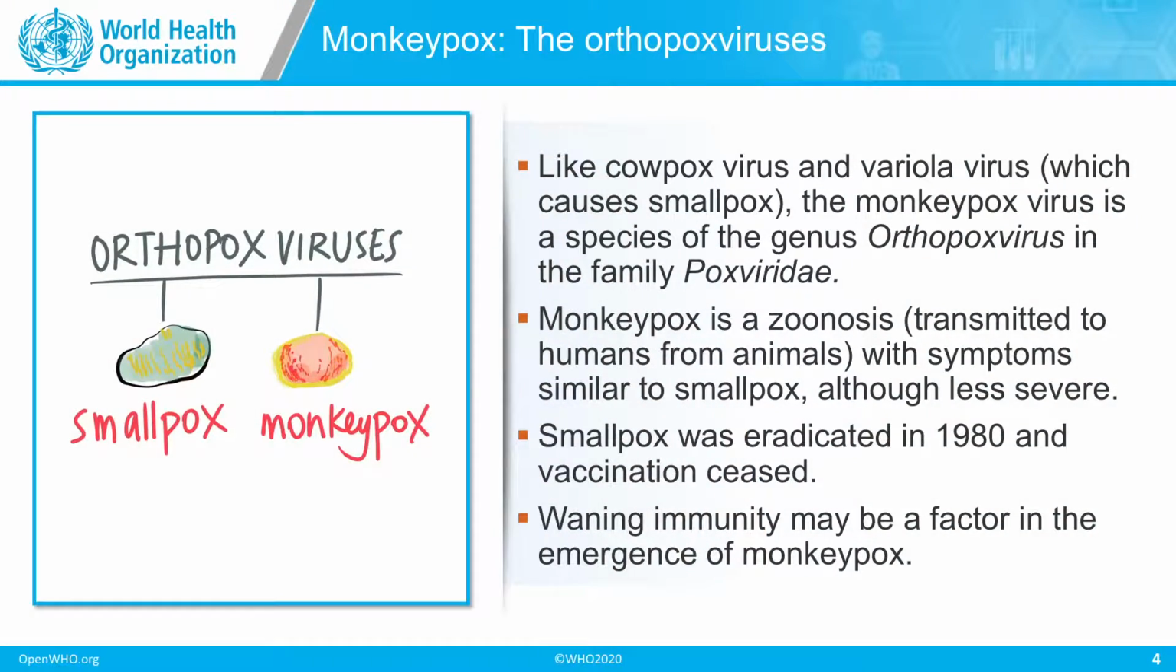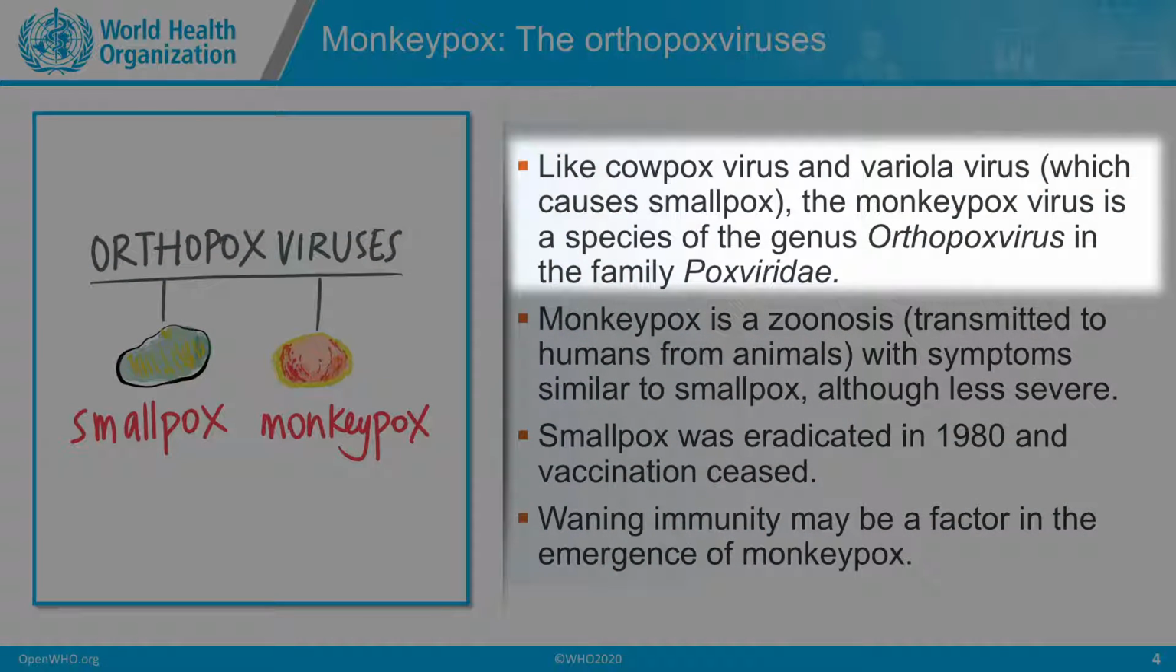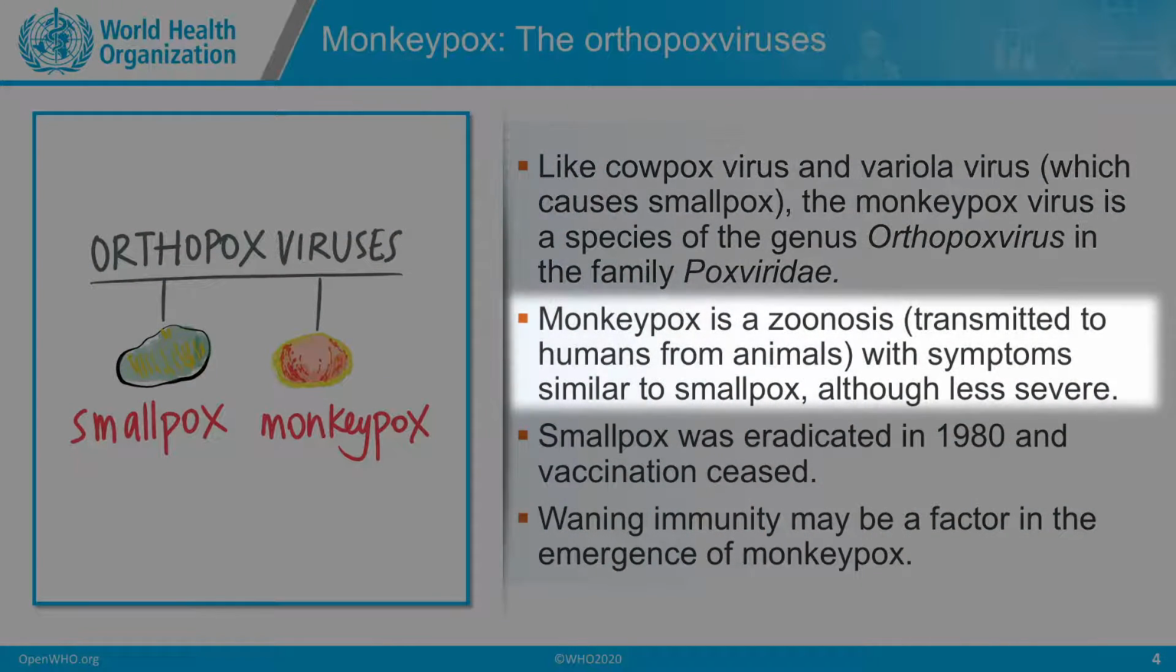So I already mentioned variola virus and monkeypox virus, but there are also other viruses which belong to the same genus of orthopox virus. These are, for example, cowpox virus or camelpox. Monkeypox is a viral zoonosis, as we like to call it, which means that the disease is transmitted from animals to humans. The symptoms of monkeypox are similar to the ones of smallpox, although they are less severe.